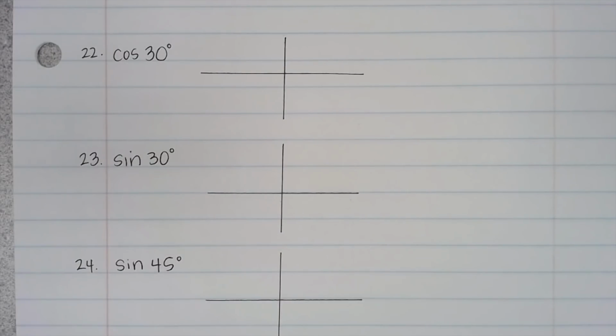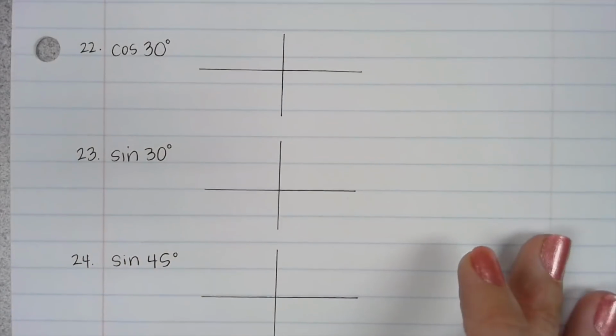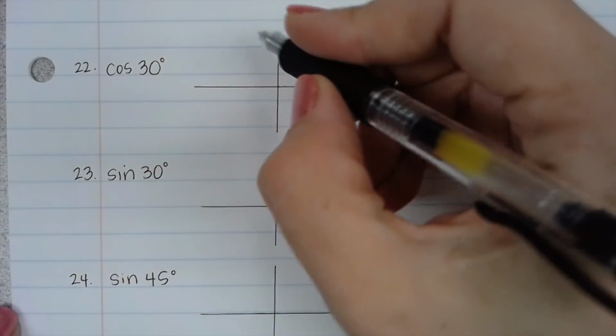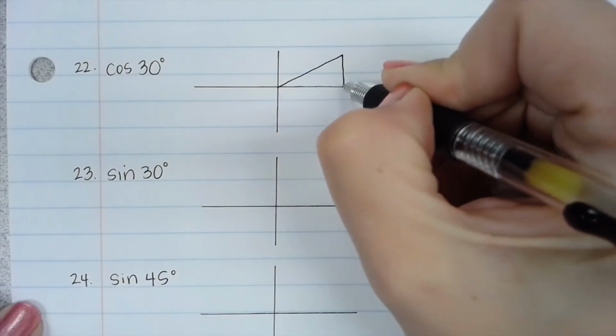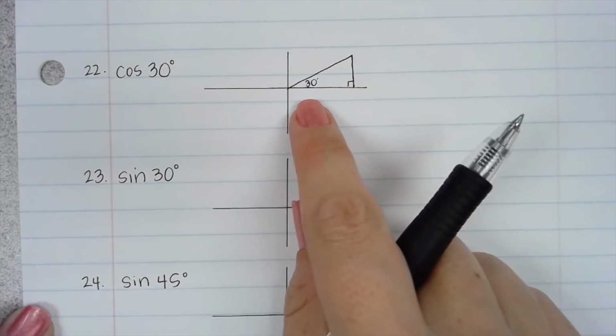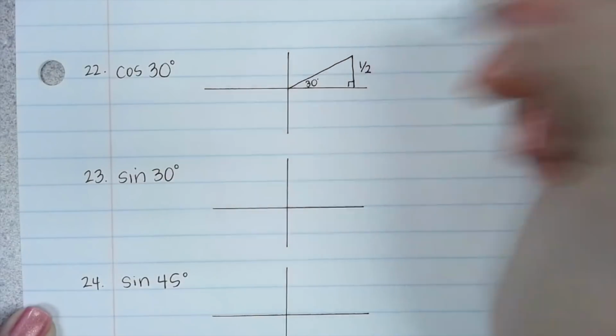Questions 22 through 30 specifically indicate that you should be able to do them without using a calculator. So we're not just going to type cosine 30, sine 30 into our calculators. We're going to practice doing this without a calculator. The first thing you need to do is graph the angle. So 30 degrees means I'm working over here in quadrant 1. So that's my 30 degree angle. Once you have the angle graphed, you need to put the measurements on the sides. Remember, the side opposite the 30 is always 1/2.